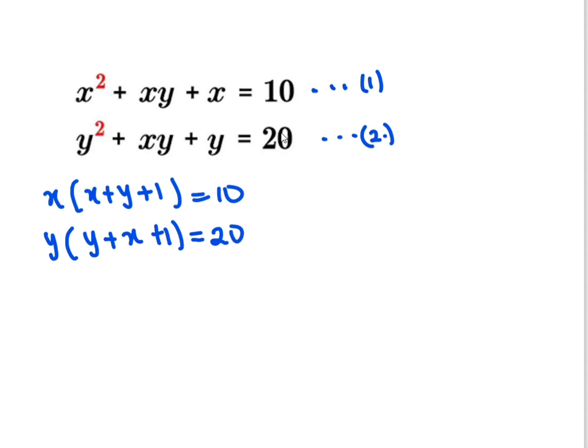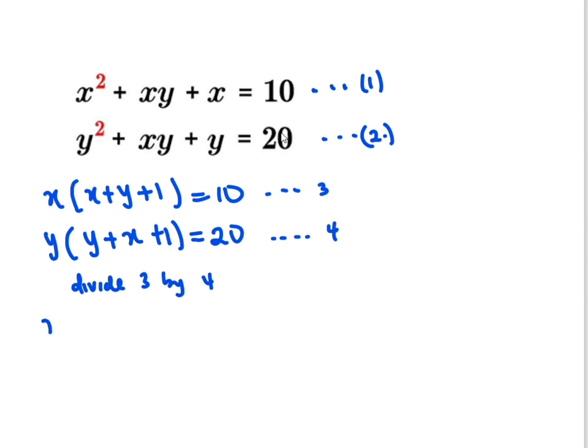Now, this first one is going to be named equation 3, while the second equation is going to be named equation 4. Now, if you look at these equations, you can see that x plus y plus 1 is the same thing as y plus x plus 1. Okay, now let's divide equation 3 by equation 4.